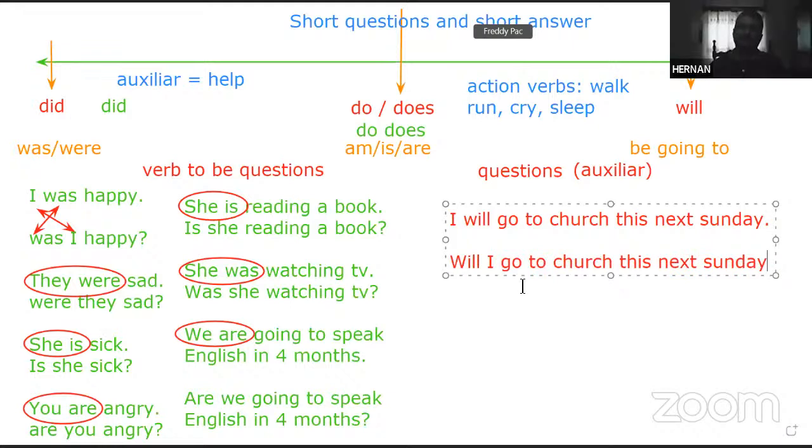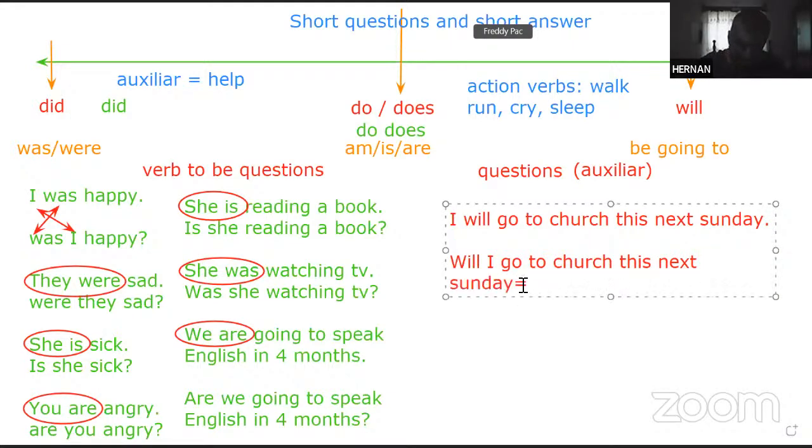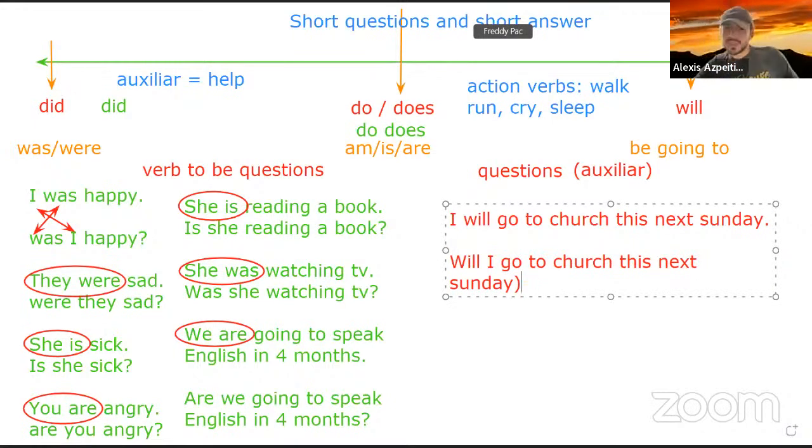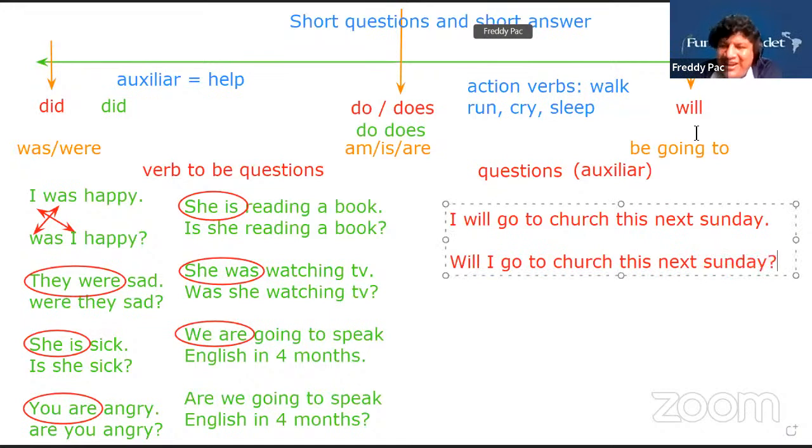Question mark. The question mark. For example, teacher, in the future, will is the auxiliary. In the future, will is the auxiliary, always. Whatever the subject is, it is will. It is will with every subject.